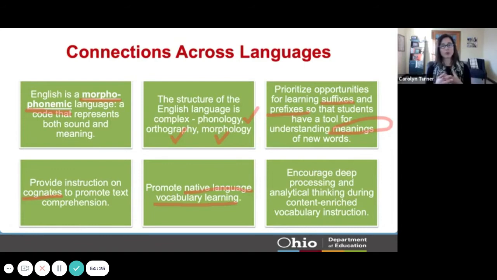And then encourage deep processing and analytical thinking during content-enriched vocabulary instruction. So in our content areas, when we are really diving into those tier 3 words, those content-specific words, we have to help them process and break down the word, break down the morphological parts and break down the roots and how the roots build off of each other to form the words of the content. And so that deep processing allows for more analytical thinking as they're diving into the content area.